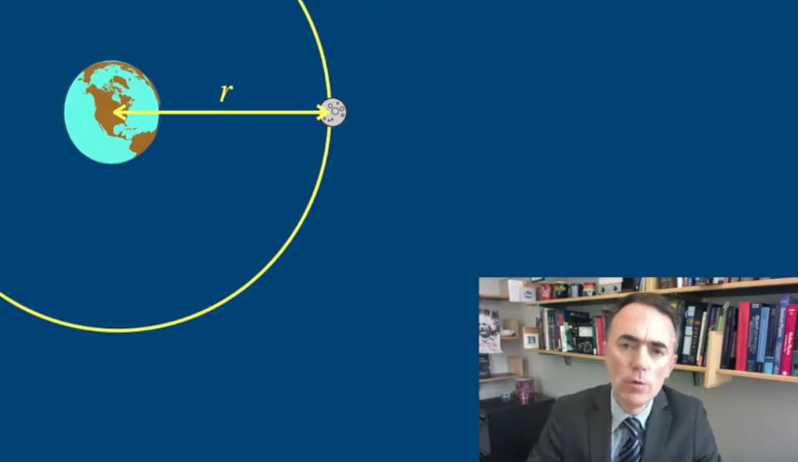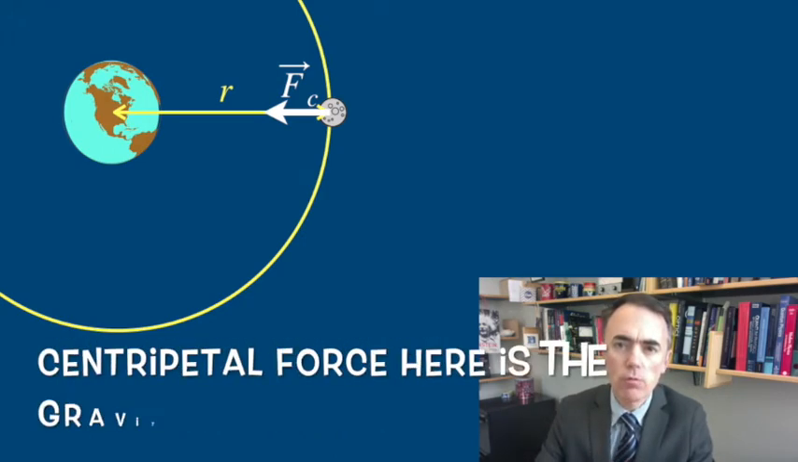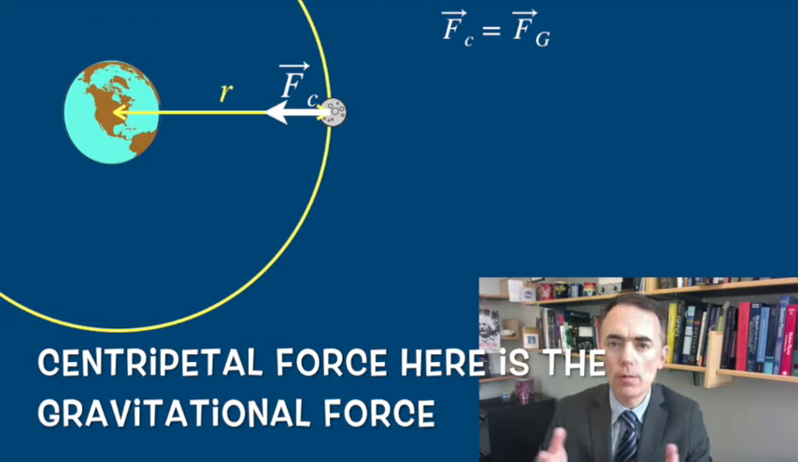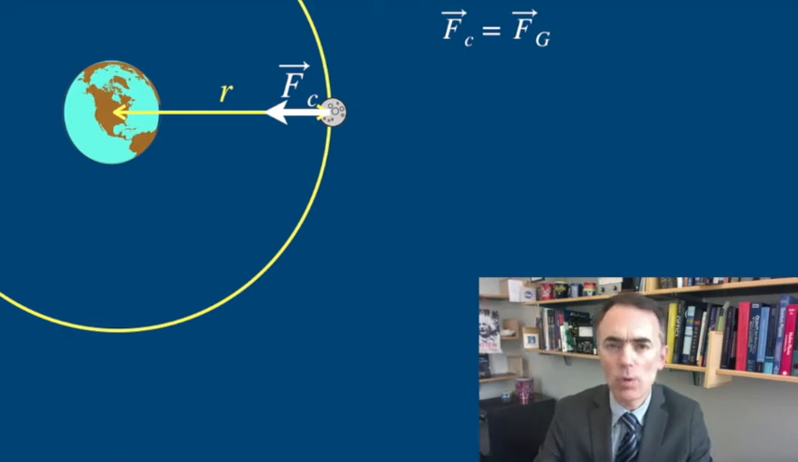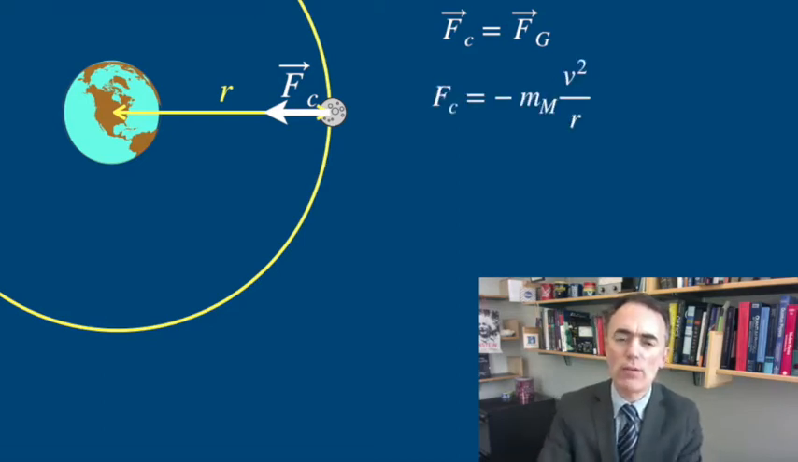If the Moon moves in circles around the Earth, it's because it experiences a centripetal force which is constantly changing its trajectory. This centripetal force is the gravitational force. This force is radial, which means that it points from the Moon to the center of its trajectory. Because there is this centripetal force, the Moon experiences a centripetal acceleration, which is written as the mass of the Moon times its speed squared over the radius of its circular trajectory.